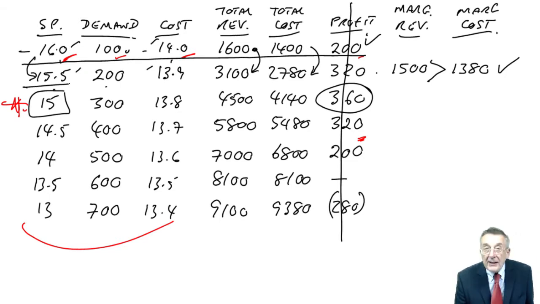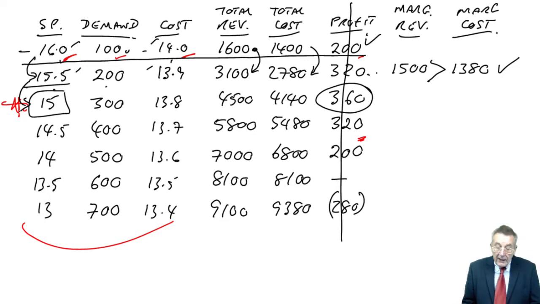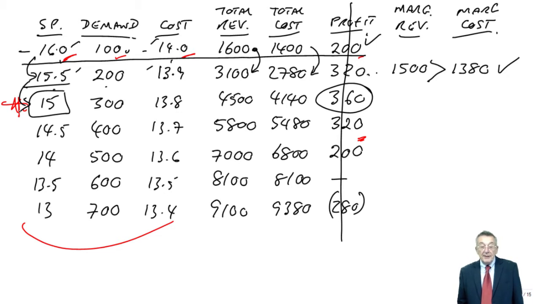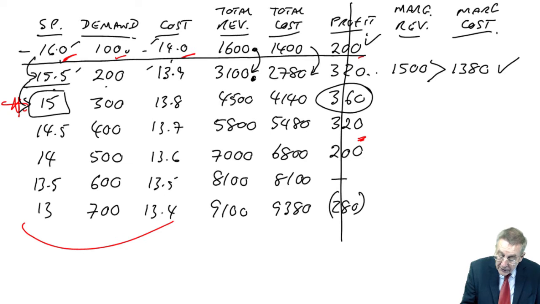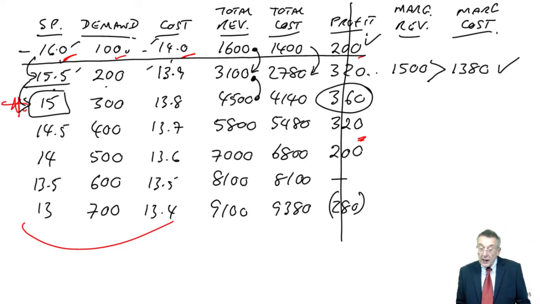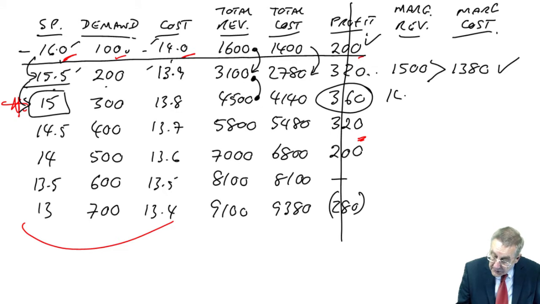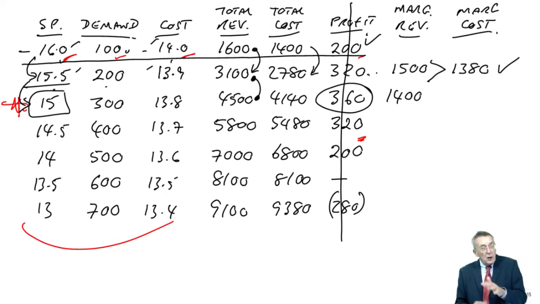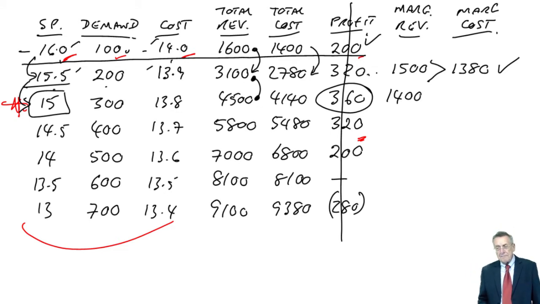And obviously, I said, imagine the profit column's not there, but we have made that extra profit. It was 320. So we then say, is it worth dropping the price more? If we drop the price from 15.5 to 15, we'll get more revenue. It was 3.1, it's now 4.5. So the revenue goes up by 1,400. Doesn't go up as much as before, but it's gone up.